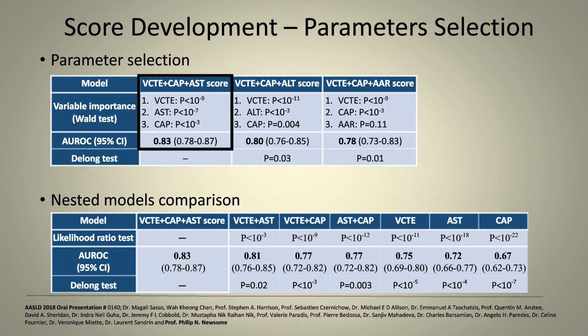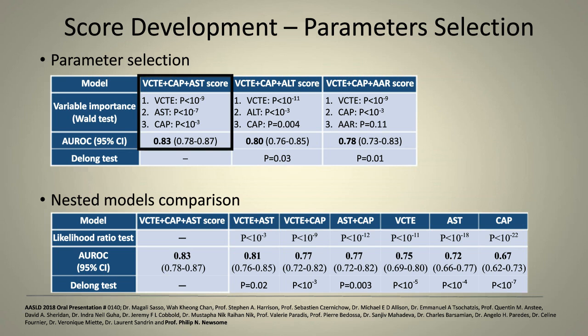Now, down below, I think it's interesting to see what would happen if you just looked at FibroScan as a predictor, and you see the ROC is 0.75. If you just look at AST, it's 0.72. If you combine FibroScan and AST, it's 0.81. But if you combine FibroScan, CAP, and AST, you get to 0.83. So subsequently, that defines the new algorithm called FAST, FibroScan plus AST.